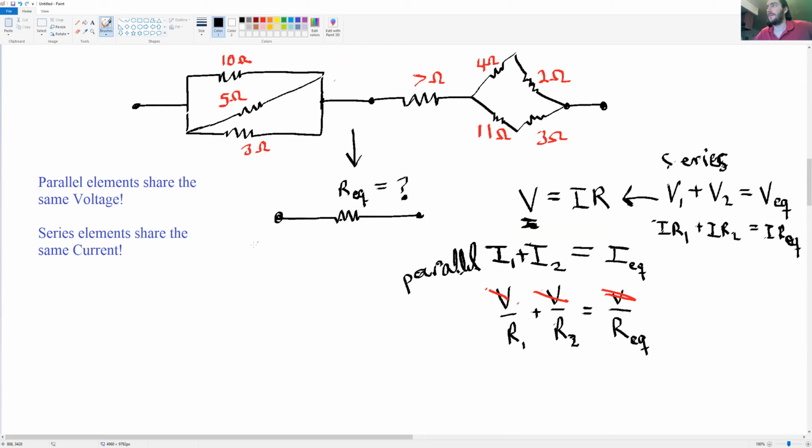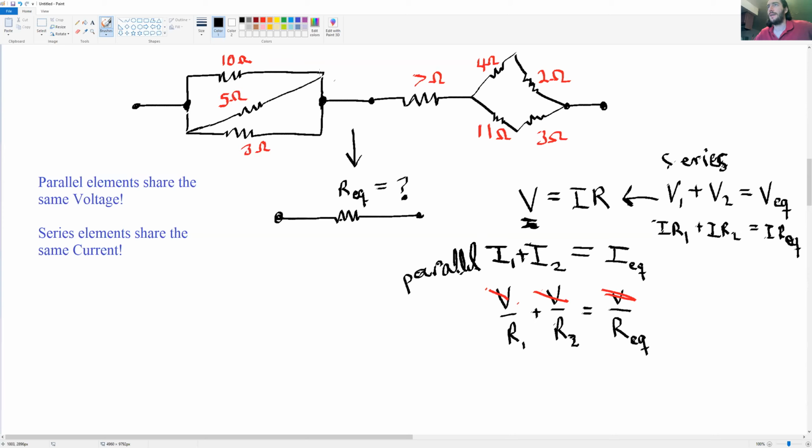Okay, I'll talk about that specifically in a second. So when I first look at the circuit here, I'm looking at these 3 resistors on the left, and I'm recognizing that all 3 of them are in parallel. So that's not too bad. The 3 resistors all on the left are in parallel.